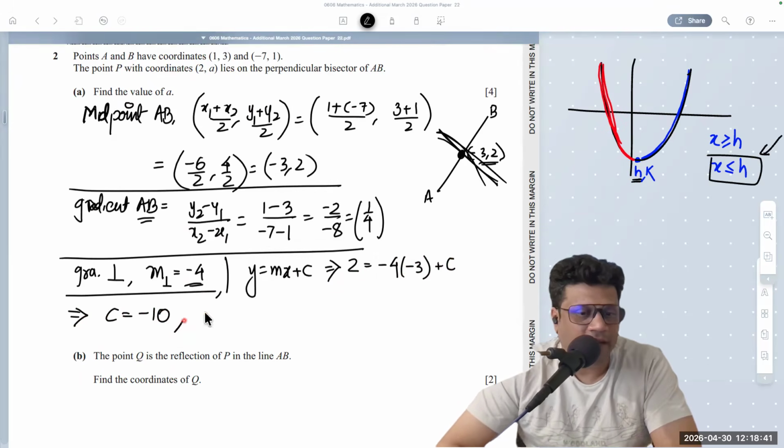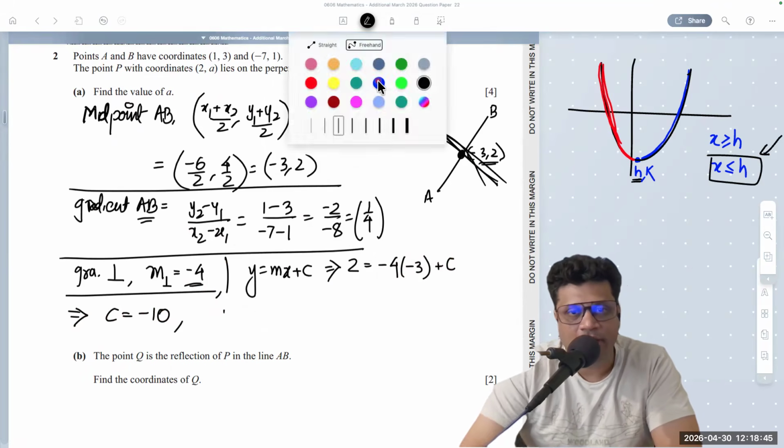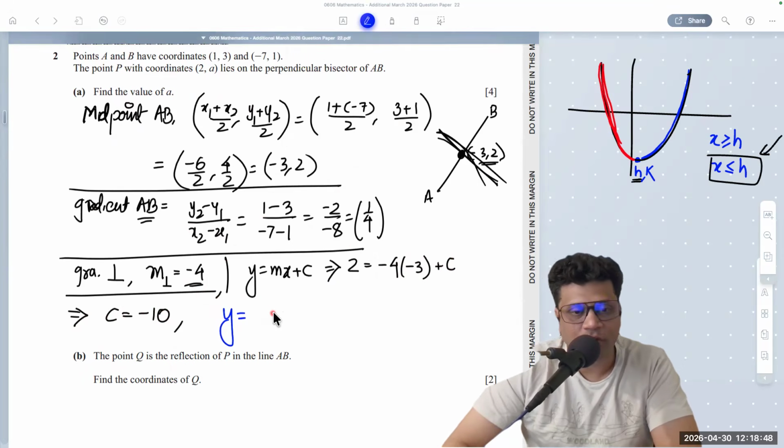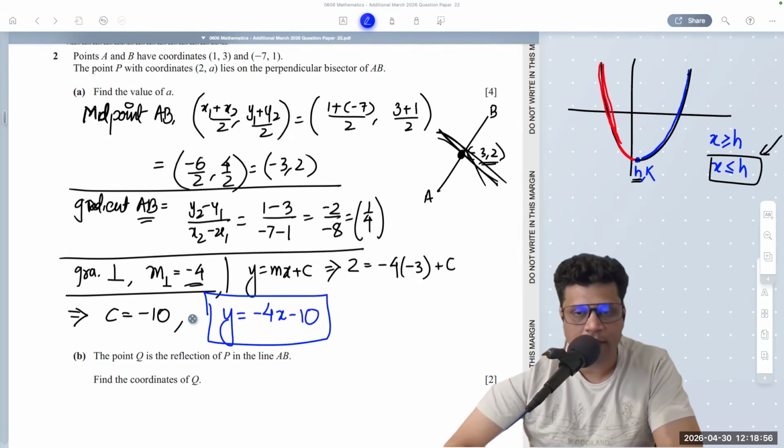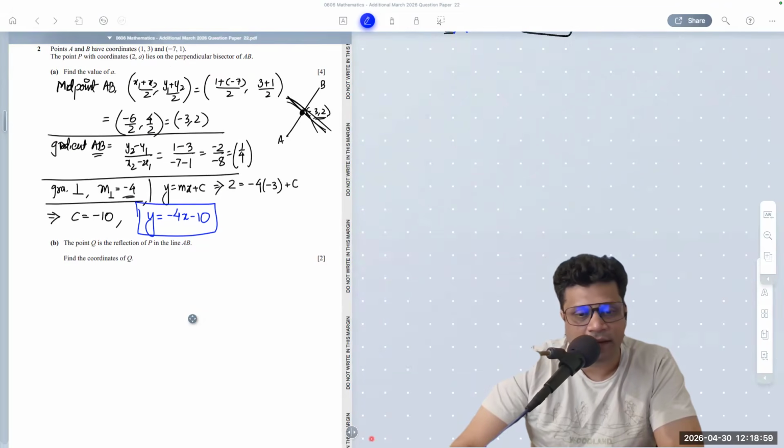So now you have the equation of the perpendicular bisector. I will write it with a different color for you not to get confused. y equals minus 4x minus 10. That is your perpendicular bisector. Okay, now let's look at the question.